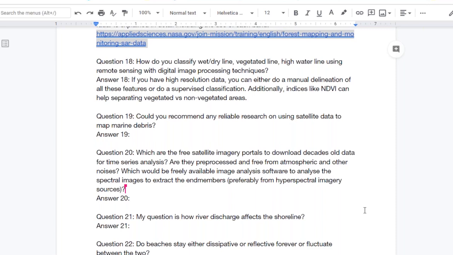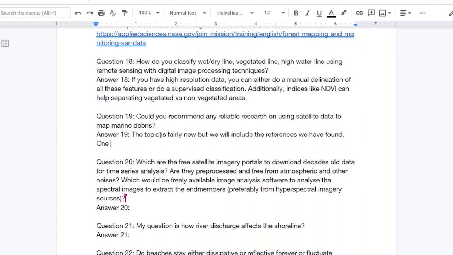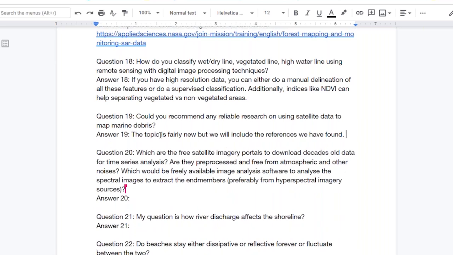would you recommend any reliable research on using satellite data to map marine debris? I mentioned a couple of papers; the topic of using remote sensing for mapping marine debris is fairly new, I would say. I will definitely include the references of those couple of papers that I mentioned during the webinar. There are two in particular. One of them was the paper of Kikaki and Kakogeorgiou from 2018, and the other one was the Acuña-Ruz paper conducted in Chile. And in the case of the latter one, they used commercial data, so WorldView-3 data for marine debris.